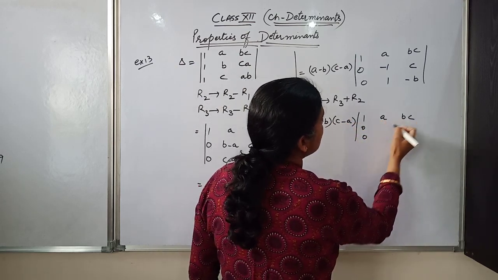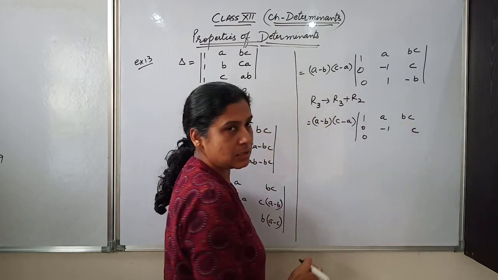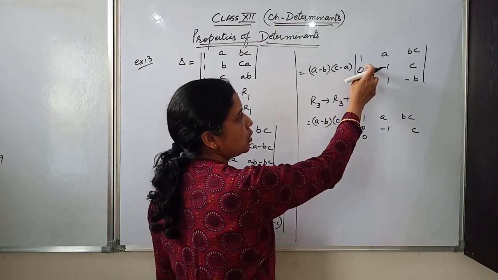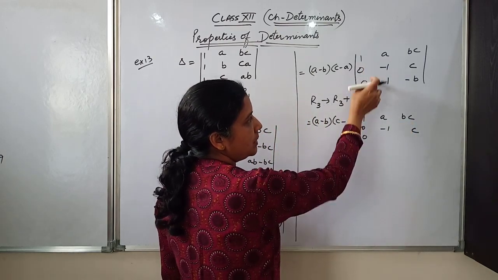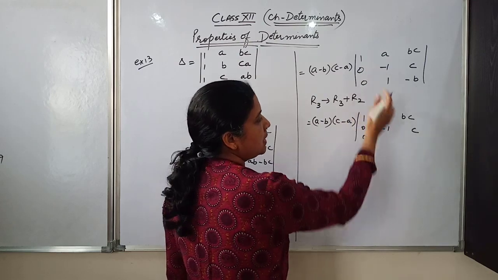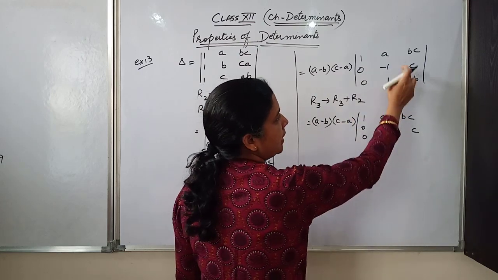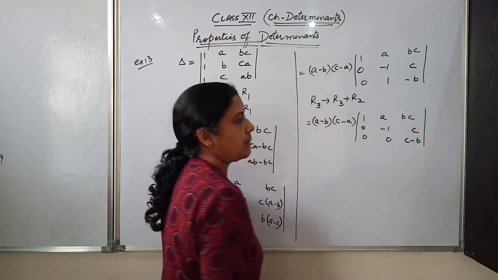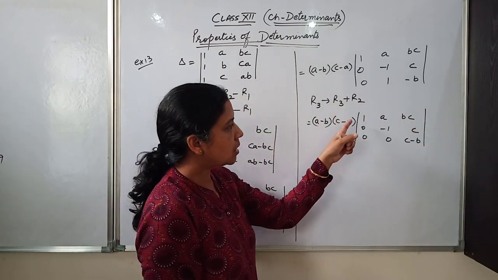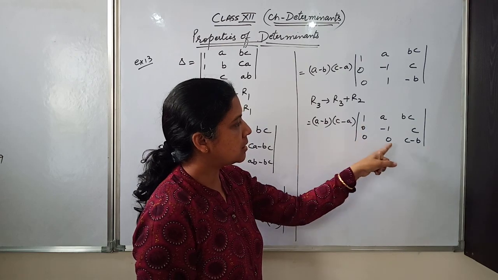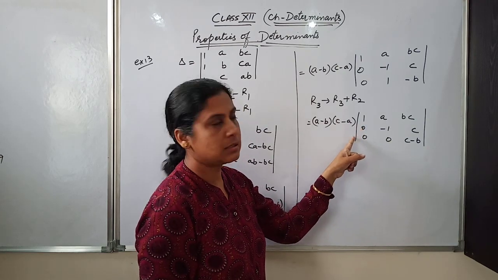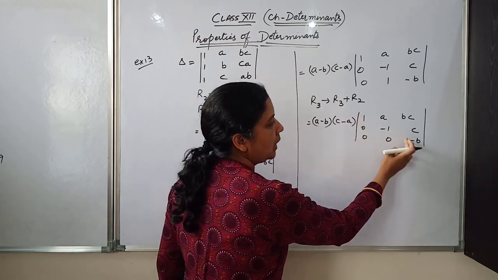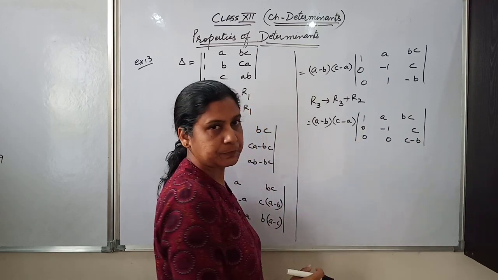The very first two rows will remain as such, there is no change, and the third row is going to be added into the second row. 0 plus 0 is 0, 1 minus 1 again 0, and this is minus b plus c, that is c minus b. In such a question where the lower triangle is 0, when I say lower triangle is 0, it means all the entries below the diagonal are 0.